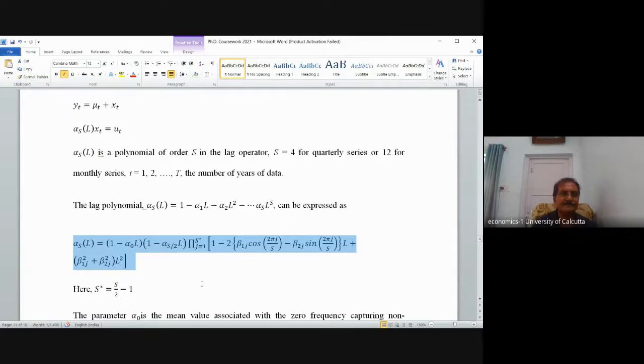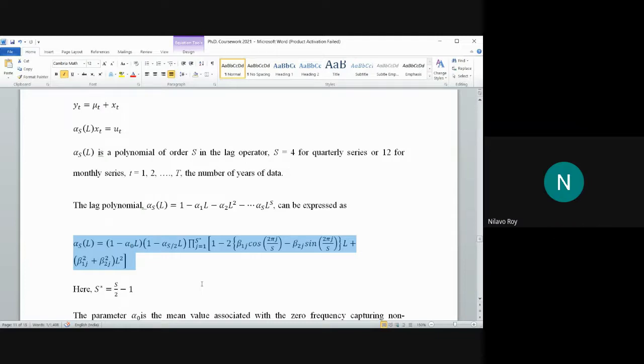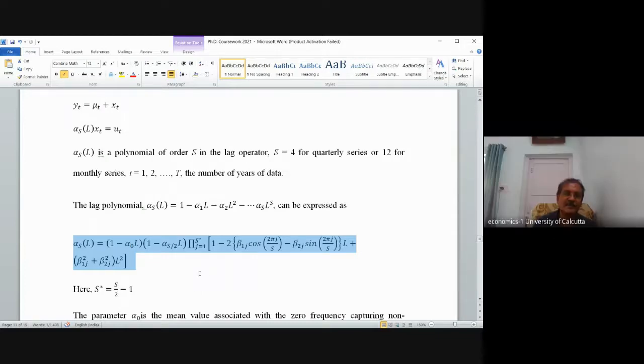Okay. Sir, what do we mean by Nyquist frequency? Nyquist frequency means when we divide the total seasons into two parts in terms of the pi radian.